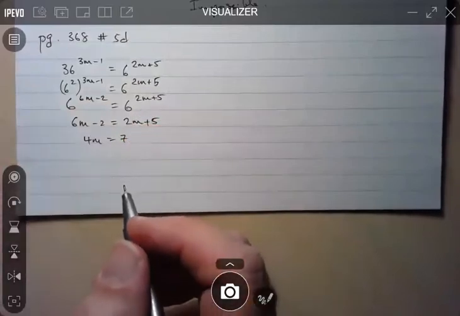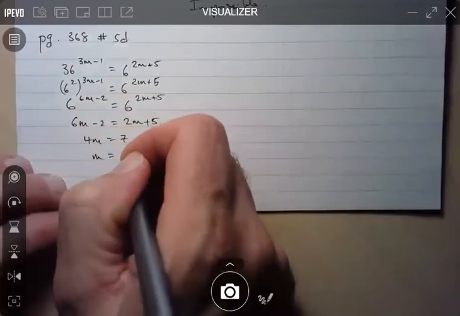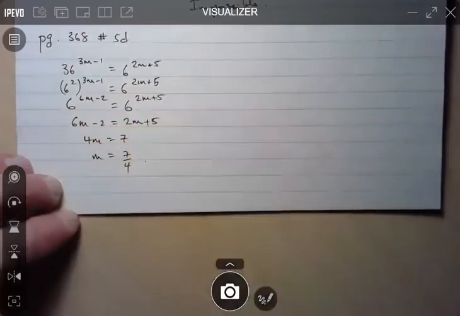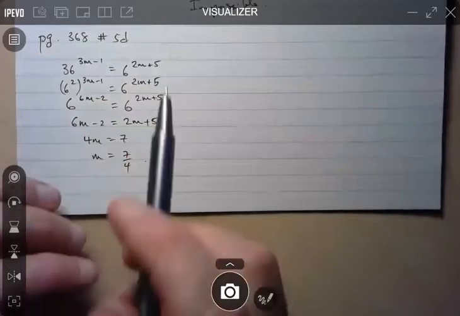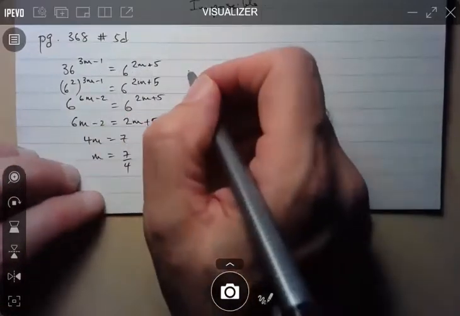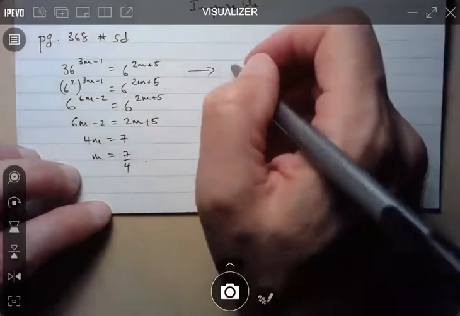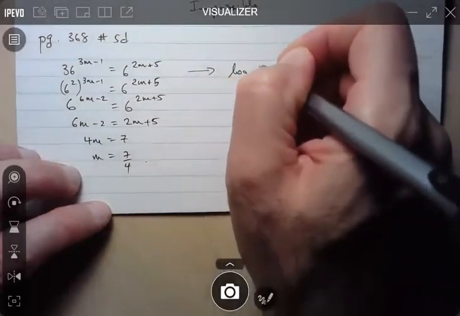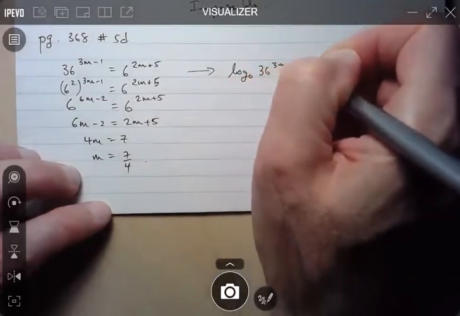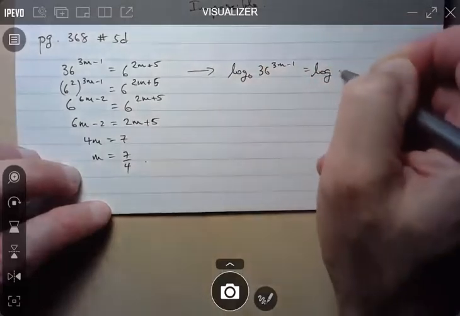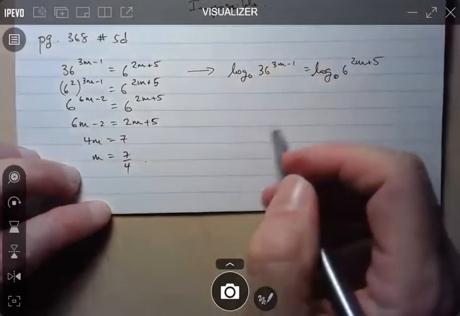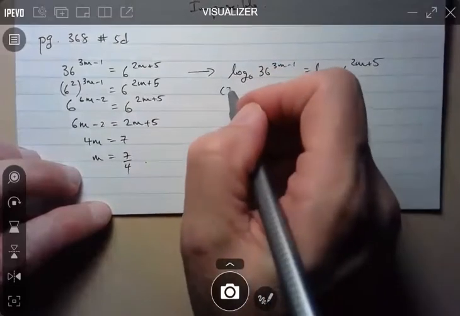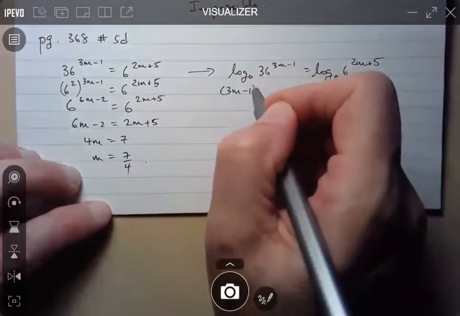And so this looks like m is equal to 7 over 4. Okay, now if you solve this differently, say right off the bat, we can show how this is going to be very similar, because if I take log base 6 of both sides, well, use the ski slope rule here, 3m minus 1.